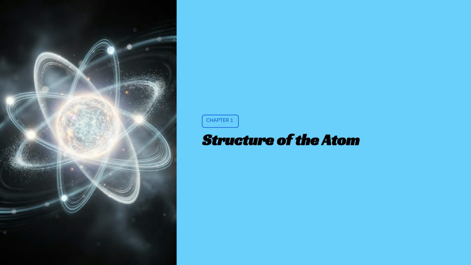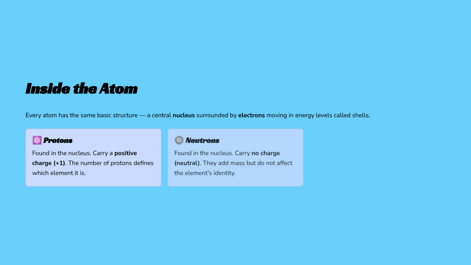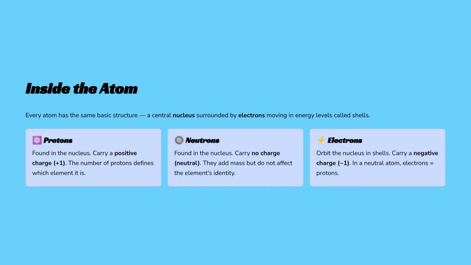Chapter 1 is all about the structure of the atom. Atoms have a nucleus surrounded by electrons and shells. Protons in the nucleus have a +1 charge and define the element. Neutrons are neutral. Electrons orbit in shells with a -1 charge. In a neutral atom, electrons equal protons.